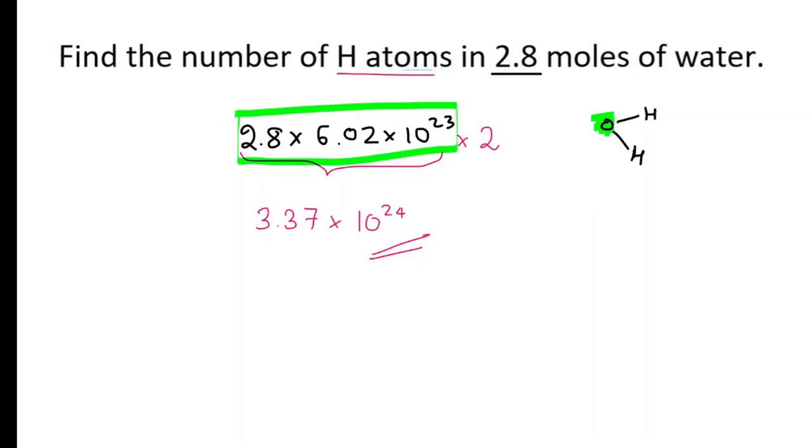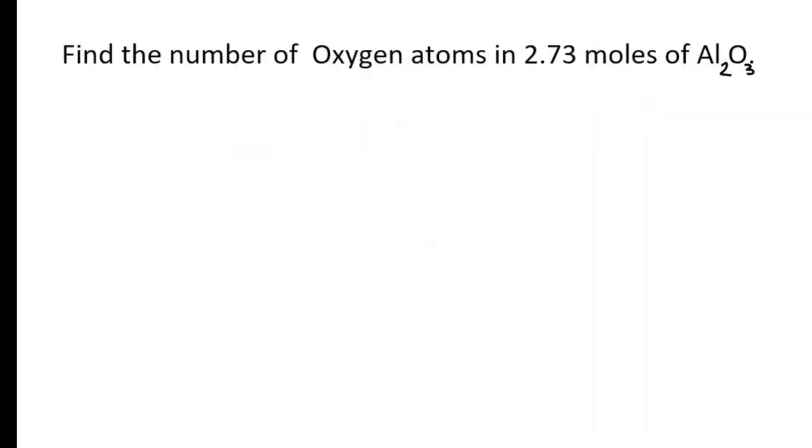Let's do another question now. I want you to try this next question on your own. Pause the video, give it a try, and we'll check the answer. Find the number of oxygen atoms in 2.73 moles of aluminium oxide.